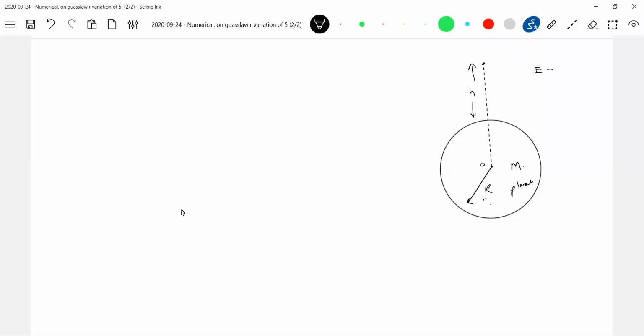So what is the formula? GM by r square. And what is r? It is h plus R. This radius is R, no? So the total at this particular point, what is the field strength at point P? It should be equal to GM by r square, where r I'll measure from the center.